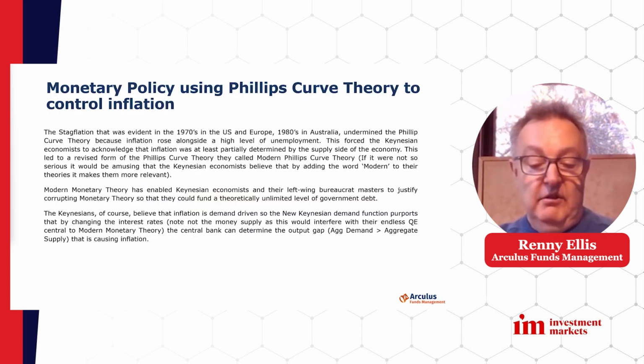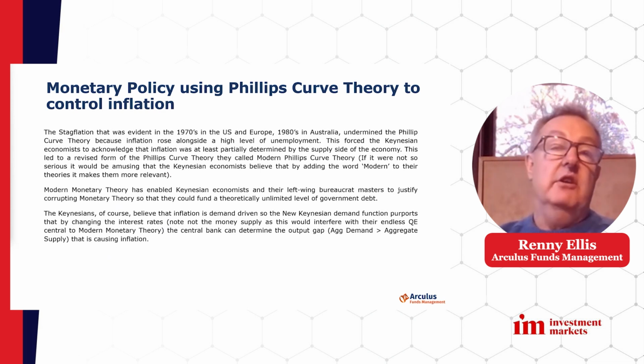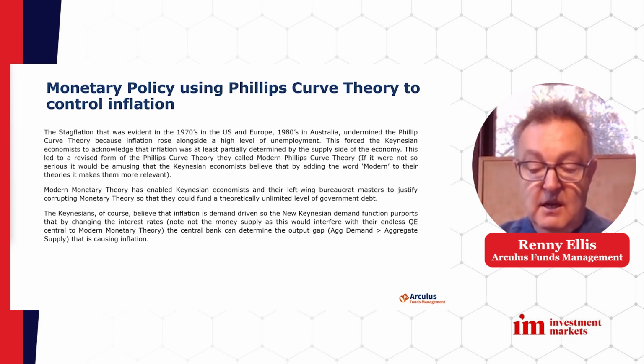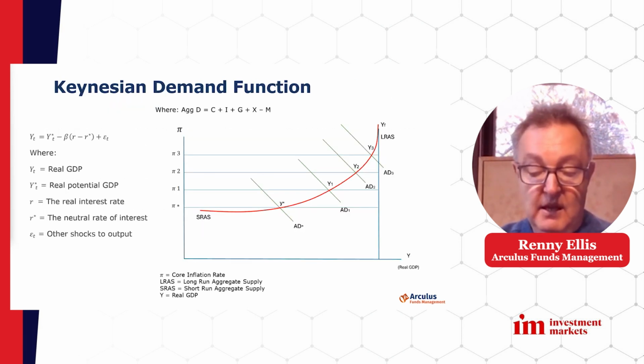I've included here 3 slides on modern Phillips curve theory, because this is the theory behind RBA Governor Bullock's recent commentary on inflation. Governor Bullock referred to inflation being caused by aggregate demand exceeding aggregate supply. Inadvertently, or perhaps intentionally, Governor Bullock was explaining why, according to modern Phillips curve theory, monetary policy will not be able to reduce or even contain inflation.